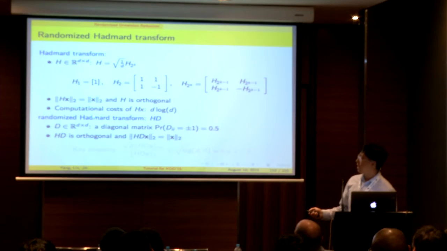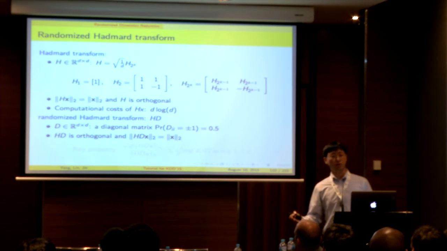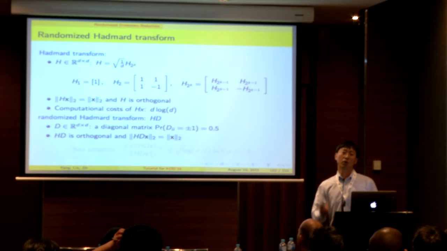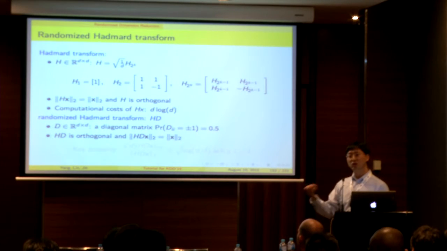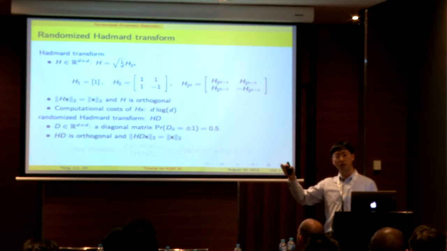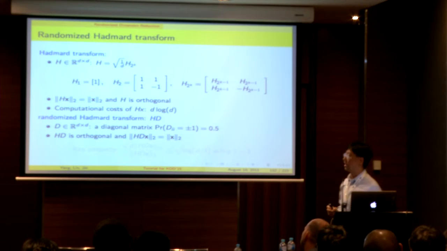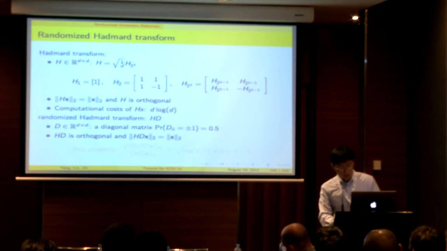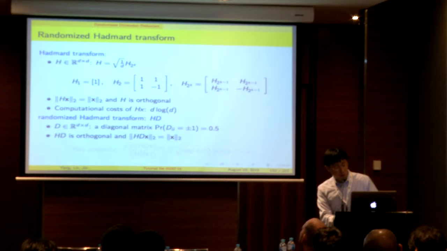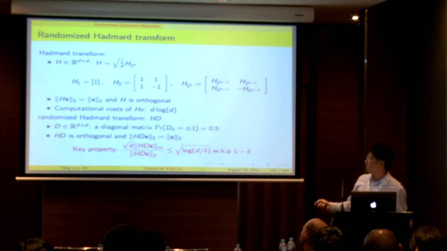So for one randomized Harmonic transform, we first apply a random D matrix, which is a diagonal matrix. Each entry is a random variable with either positive 1 or negative 1. This is equivalent to multiplying each coordinate in the original x vector with this random variable, either positive 1 or negative 1. And then you apply the Harmonic transform, so you get the randomized Harmonic transform.